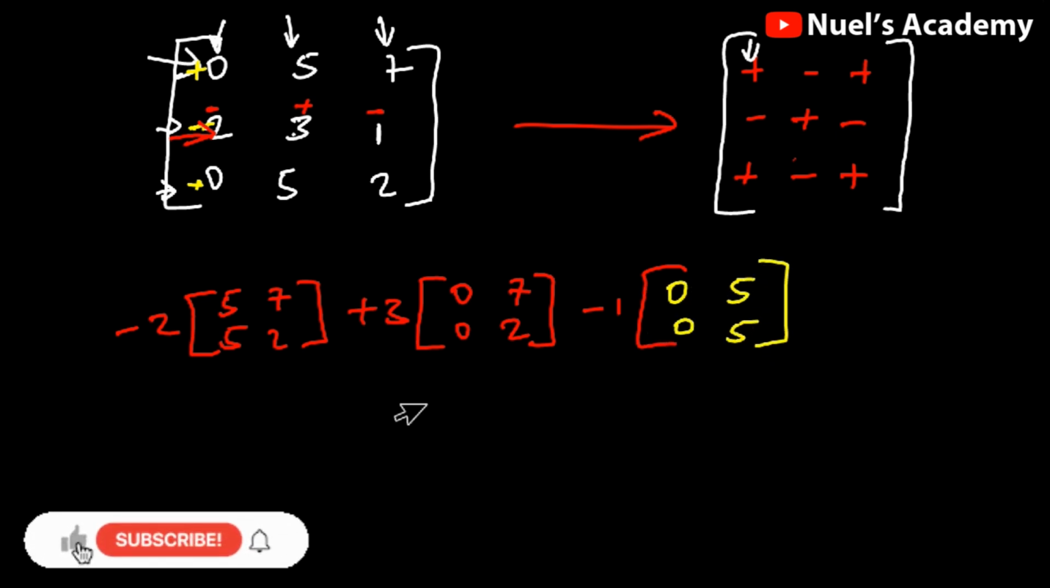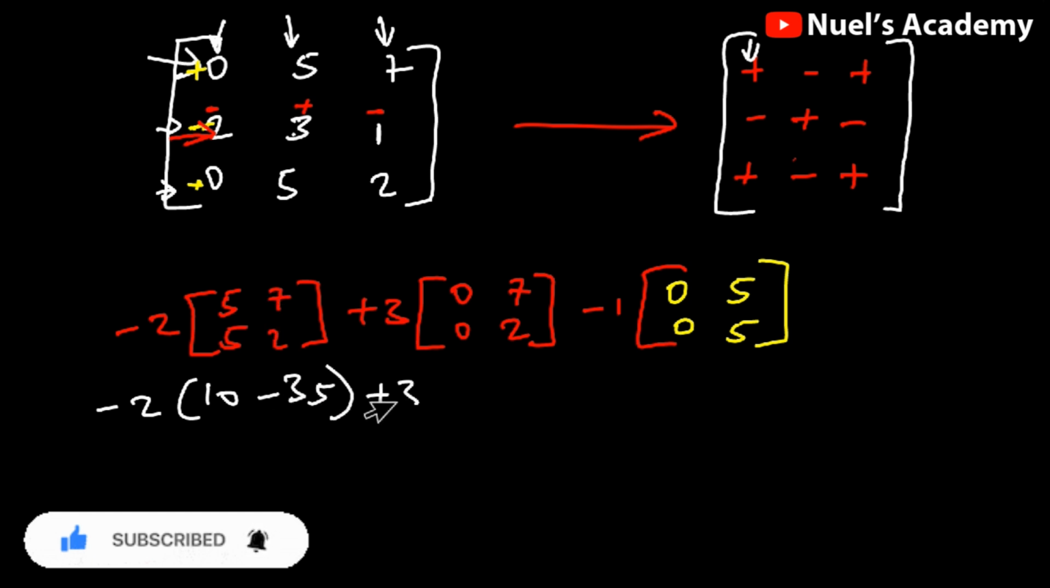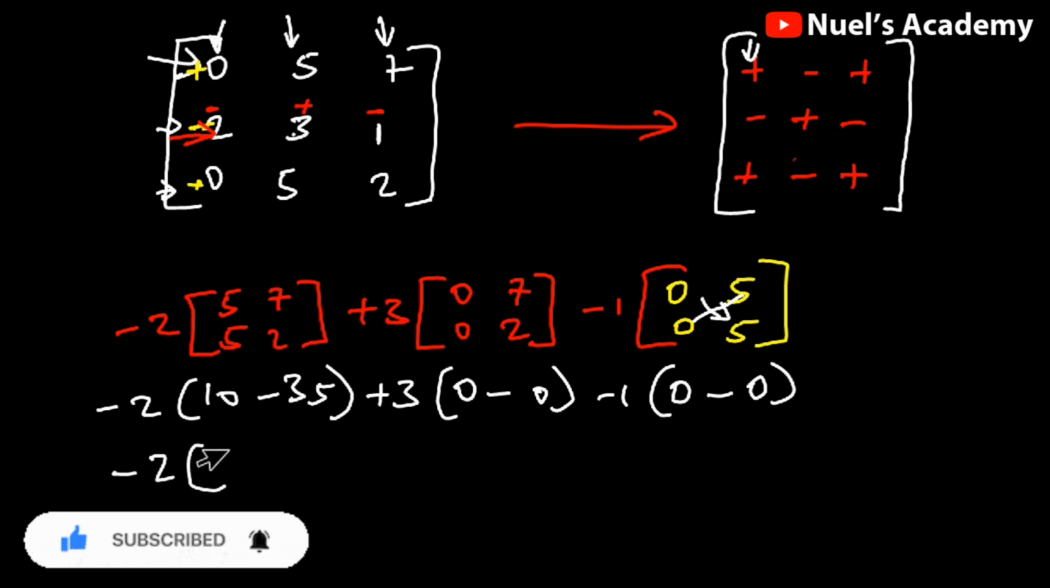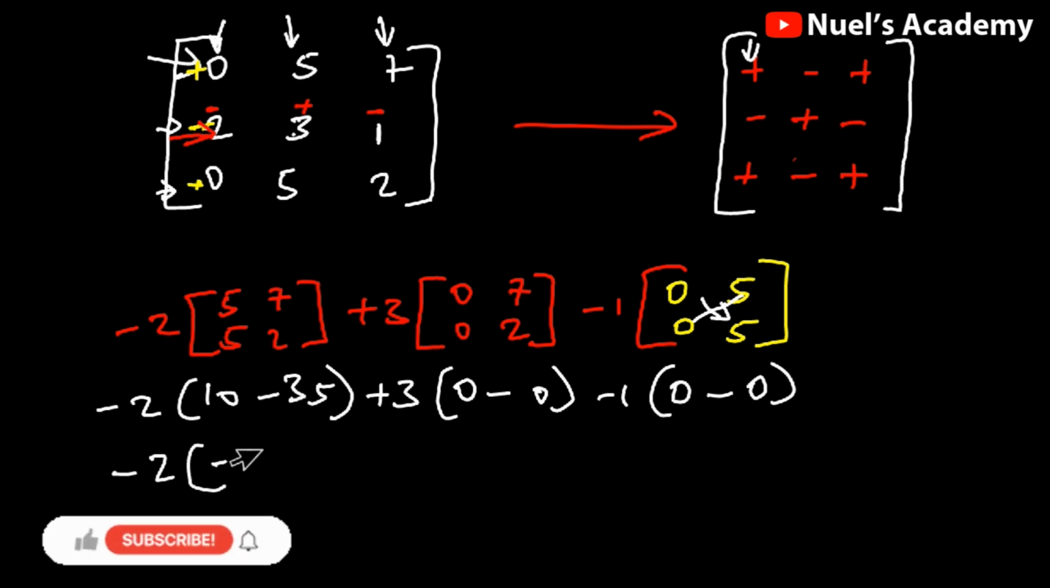So let's go ahead and calculate it. We have minus 2 times 5 times 2 is 10, then minus 5 times 7 is 35. Then plus 3 times 0 times 2 is 0, minus 0 times 7 is 0. Then minus 1 times 0 times 5 is 0, then minus 5 times 0 is 0. So we have minus 2 times 10 minus 35, which is minus 25.